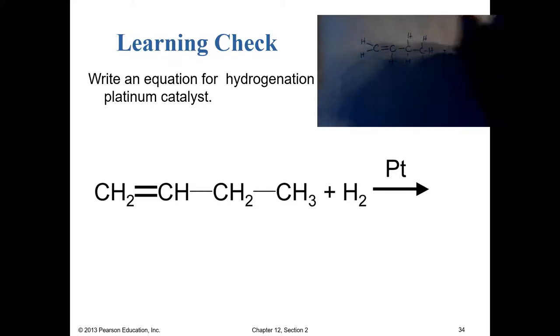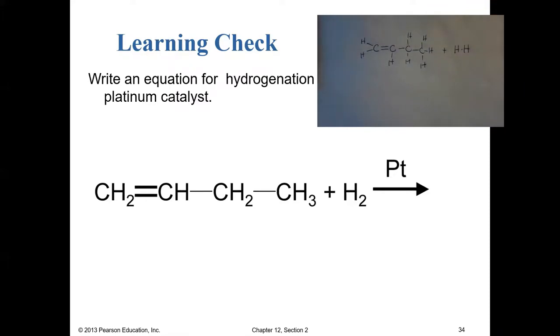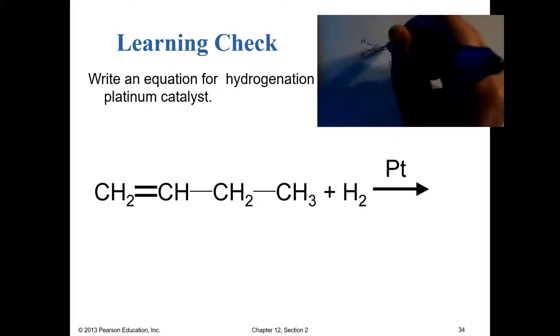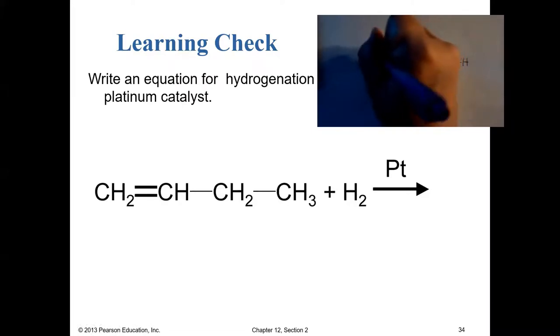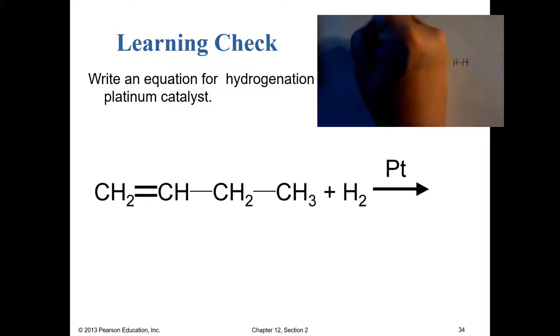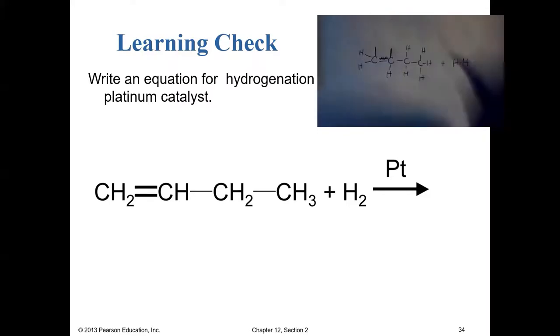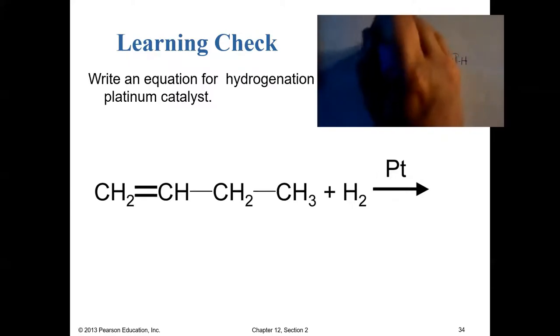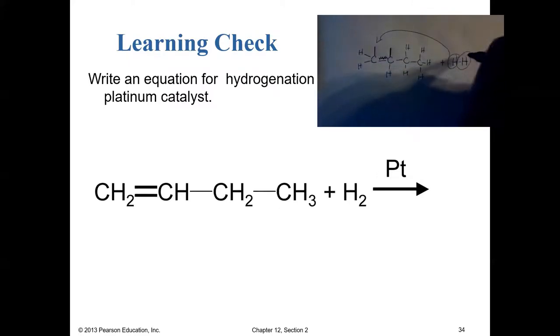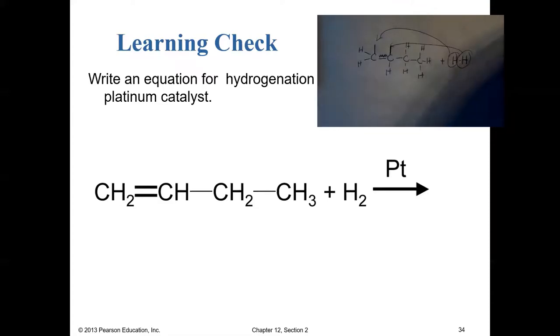And we're adding H2, which means two hydrogens together. What's going to happen, and don't worry, the platinum over here just means platinum is acting as a catalyst. So this double bond is going to break. It's going to break open, and one end will swing up, and so will the other. Okay? And one hydrogen will pop on one side, and the other hydrogen will pop on the other.